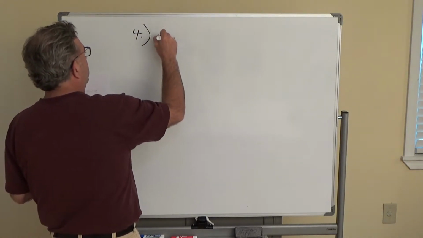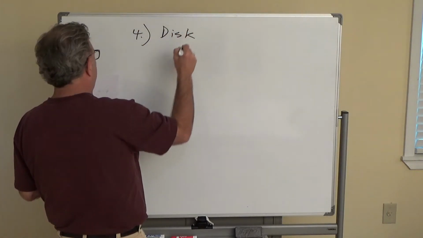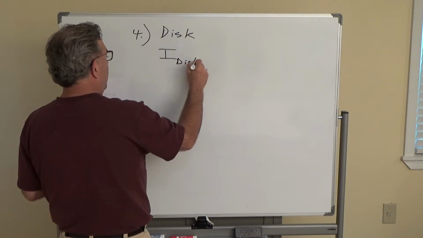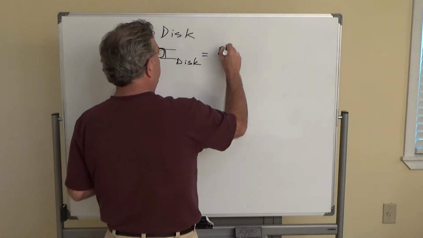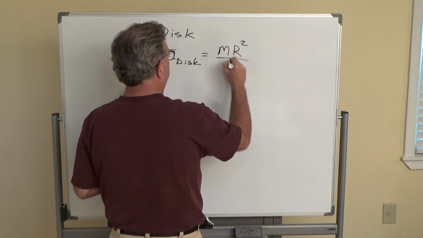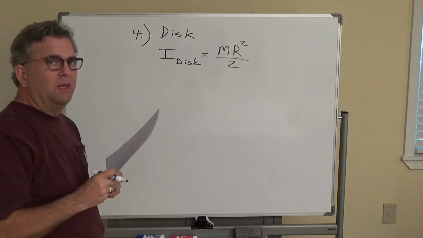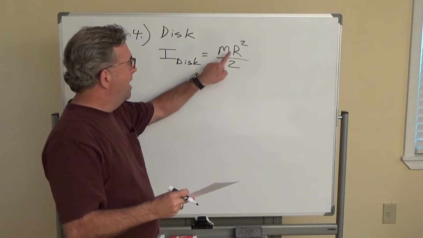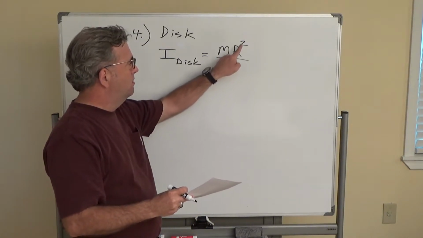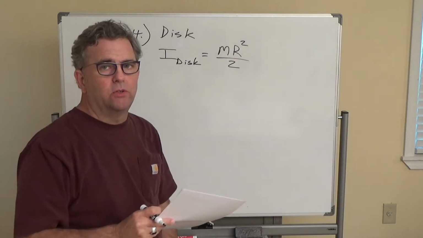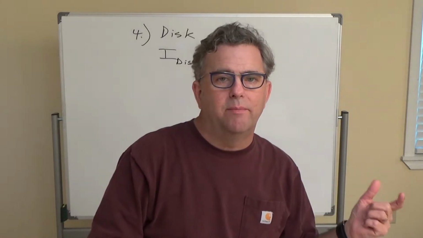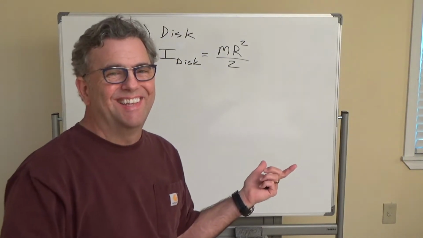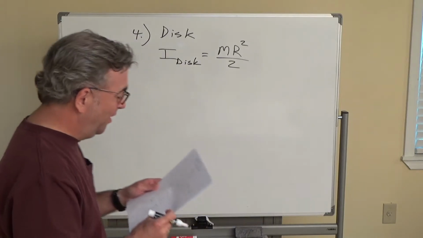Okay, so this is a disc. The moment of inertia for a solid disc is equal to mr squared over 2. It's a uniform disc, solid. That's the total mass, and the radius of the disc squared, divided by 2. I really wish we had time to calculate these moments of inertia. It's a lot of fun, or at least I think it's fun.